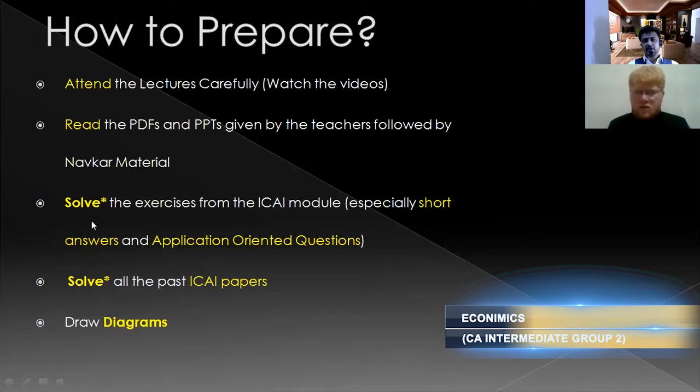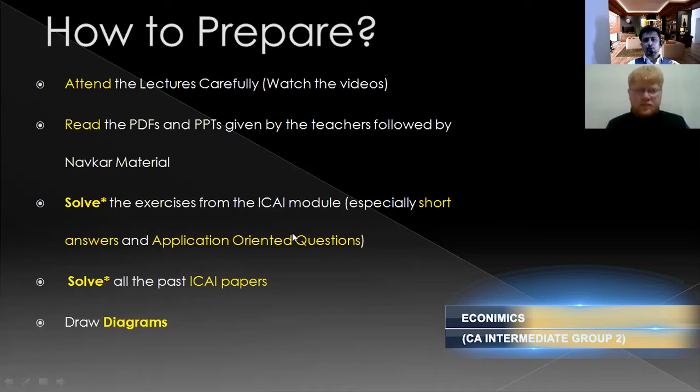And then there is the Navkar spiral which is given to them. I think they should read that. Next is to solve the exercises from the ICAI module, especially two categories. The first is short answers and the second is application-oriented questions.